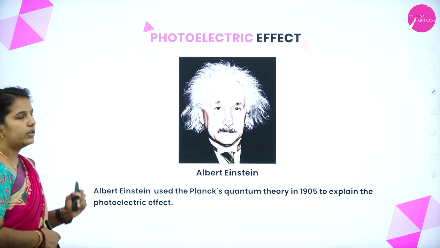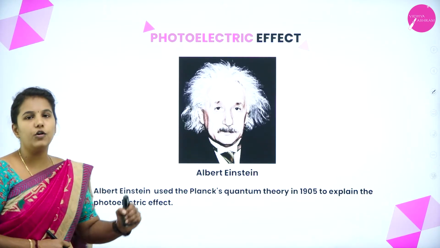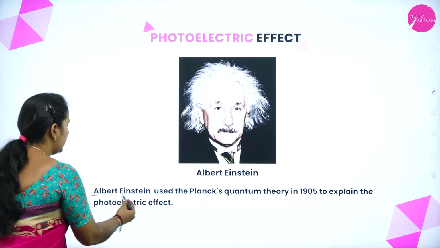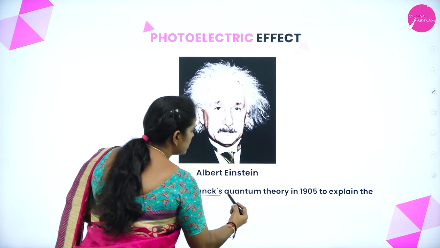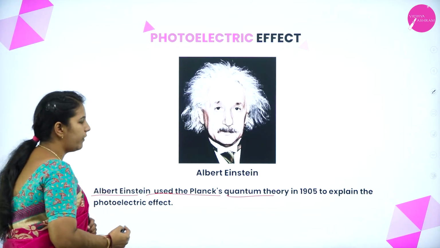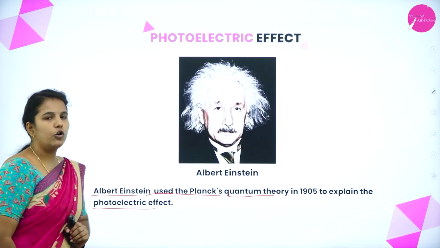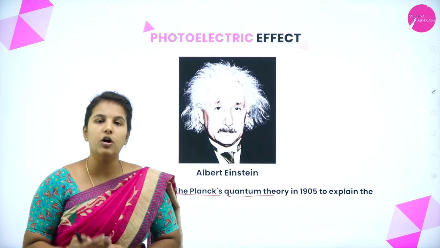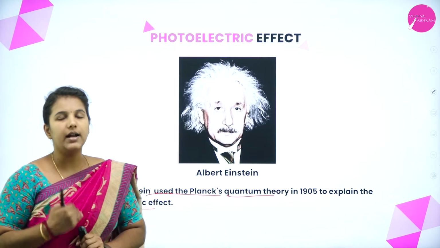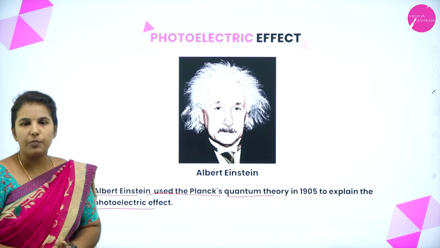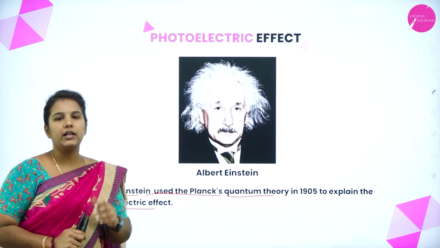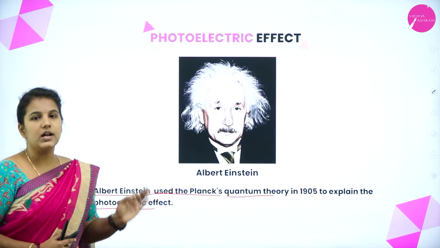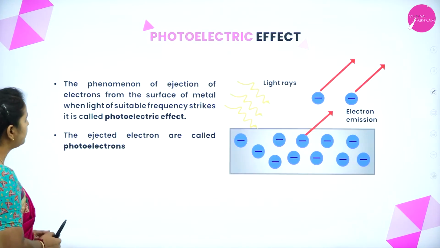Now, let us move on to the next topic, that is the photoelectric effect. Albert Einstein used Planck's quantum theory in 1905 to explain the photoelectric effect. After the discovery of Planck's constant, Einstein started working on the photoelectric effect and put forward the photoelectric theory also. Let's see what that photoelectric effect is.